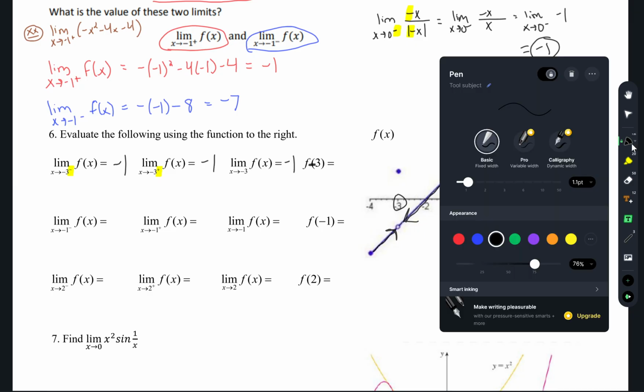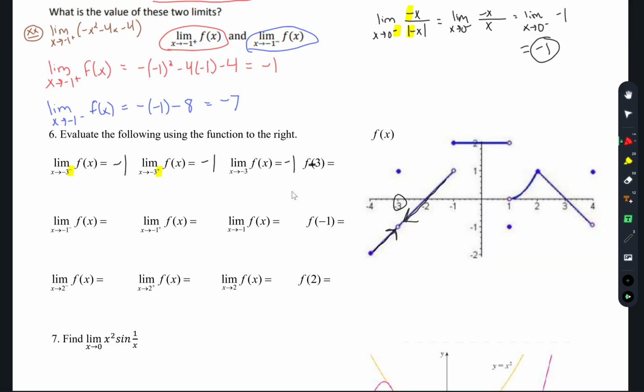But then the function value, so this is the actual value of it, is this ordered pair. So that's a positive one. So that's what makes it a little different. And then we'll talk about continuity later.